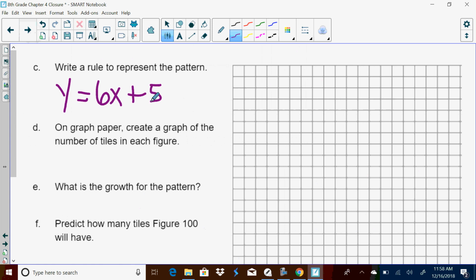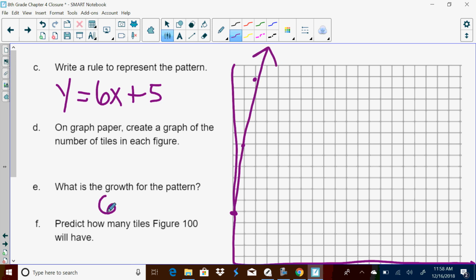D says on graph paper, draw a graph. So 1, 2, 3, 4. It started at 5, went up 1, 2, 3, 4, 5, 6. So my graph would have looked like that. What's the growth? It's 6. Predict how many tiles figure 100 would have. So I did 100 times 6 plus 5, so it would be 605.